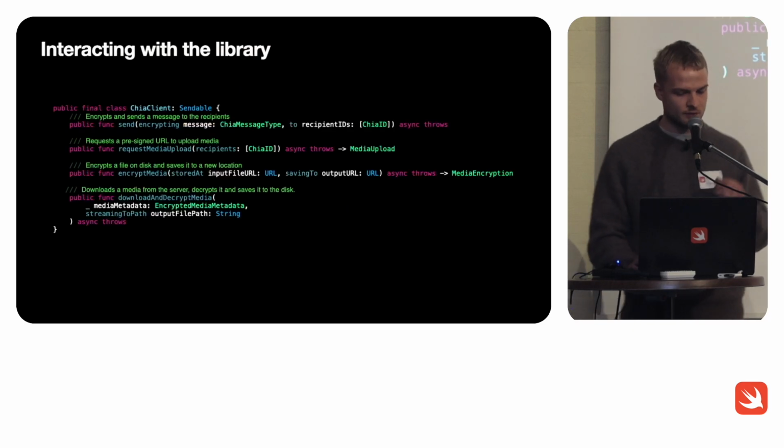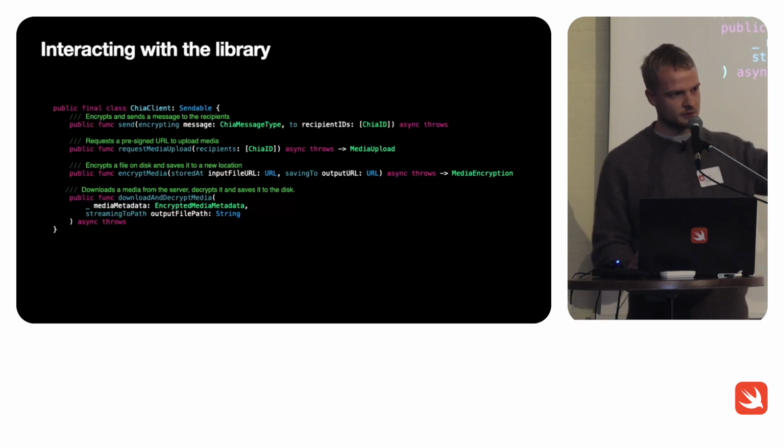So how do you interact with this library? Well, it has one main type. It's called ChiaClient. It has a few different important methods. You can encrypt some messages. You can request an upload URL from the server. You can encrypt some media from a file on the file system, streaming it to another file. And you can at the end also download something from the server and decrypt it while streaming.